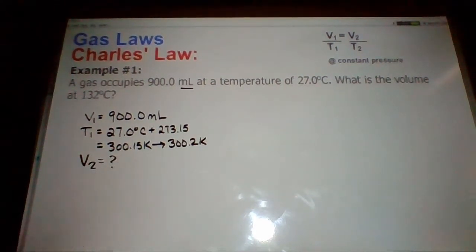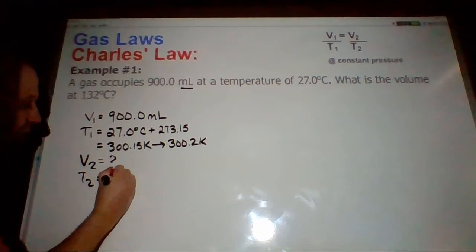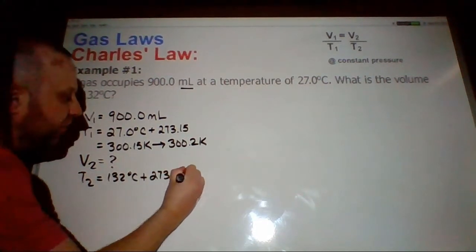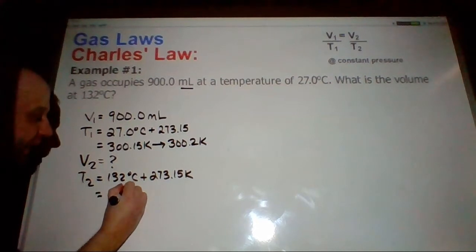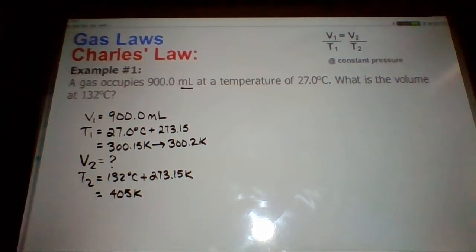So we're solving for volume 2, and our new temperature, our temperature 2, is 132 degrees Celsius. Again, we're going to add 273.15 Kelvin. That turns out to be a temperature of 405 Kelvin. No decimal places this time because the 132 didn't have any decimal places.